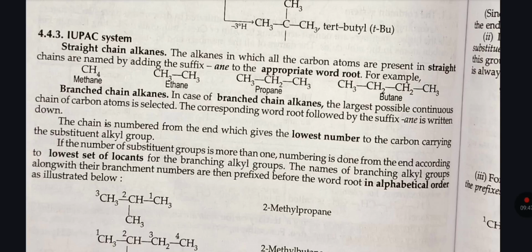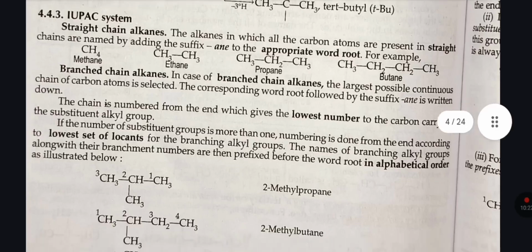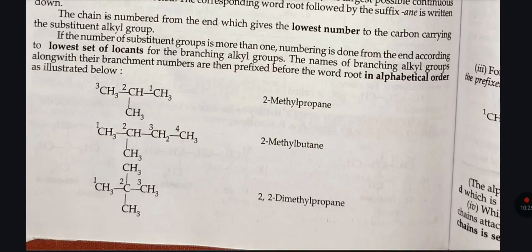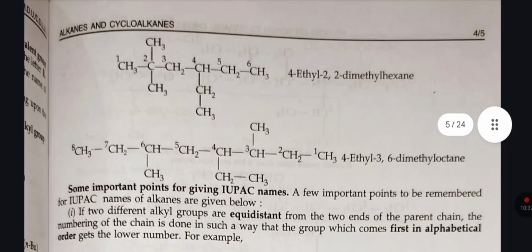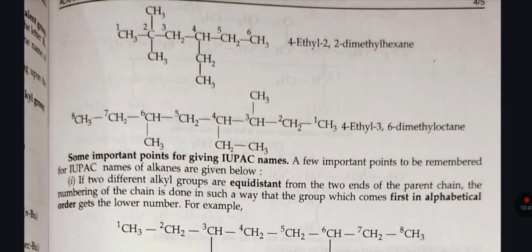Branched chain alkane. In case of branched chain alkanes, the largest possible continuous chain of carbon atoms is selected, and the corresponding word root followed by the suffix "-ane" is written down. The chain is numbered from the end which gives the lowest number to the carbon carrying the substituent alkyl group. If the number of substituent groups is more than one, numbering is done from the end according to the lower set of locants for the branching alkyl groups. The names of branching alkyl groups along with their branchment numbers are then prefixed before the word root in alphabetical order, as illustrated below. 2-methylpropane, 2-methylbutane, 2,2-dimethylpropane, 4-ethyl-2,2-dimethylhexane, 4-ethyl-3,6-dimethyloctane.